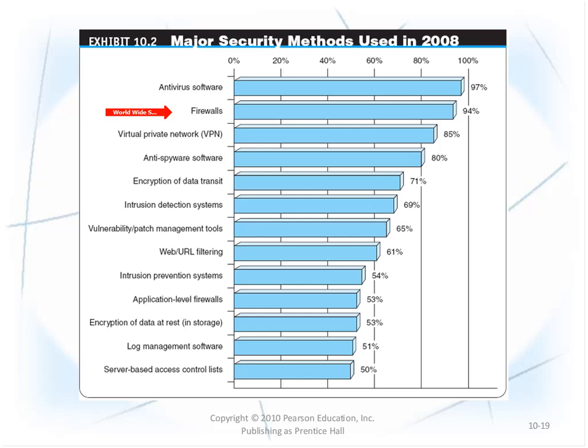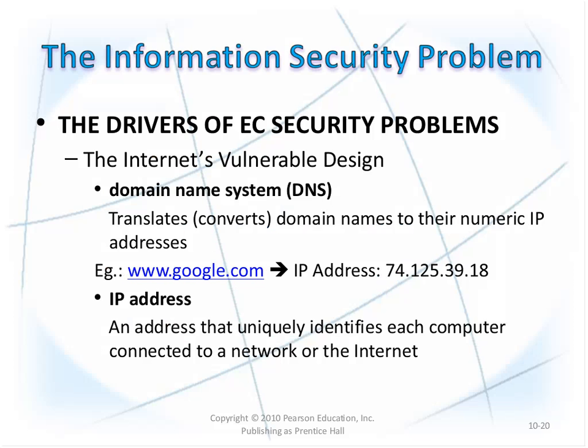The drivers of e-commerce security problems. The Internet's vulnerable design. The Internet itself has some level of vulnerability in its design. For example, the domain name system or DNS. I think in our network section we also talked about the domain name system and IP address. What is an IP address? What is DNS? DNS translates or converts domain names to their numeric IP addresses.